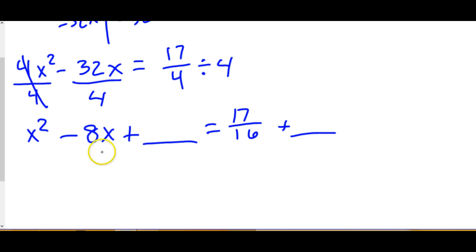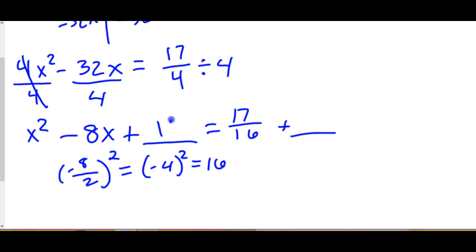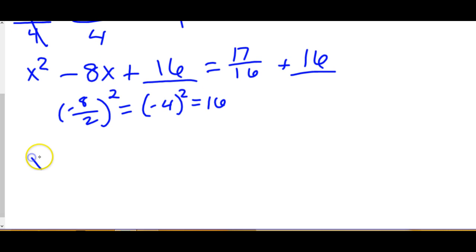So now we go through and do that process where we use the b divided by 2 squared. b is negative 8, divided by 2, squared. Negative 8 divided by 2 is negative 4. Squared is positive 16. So we get x squared minus 8x plus 16 equals.